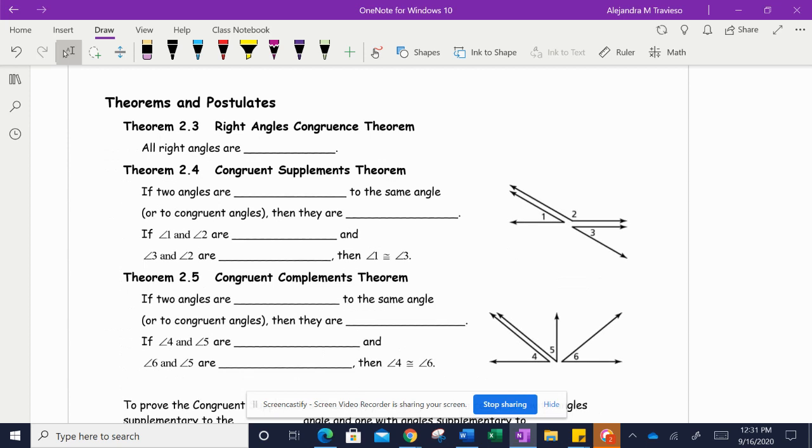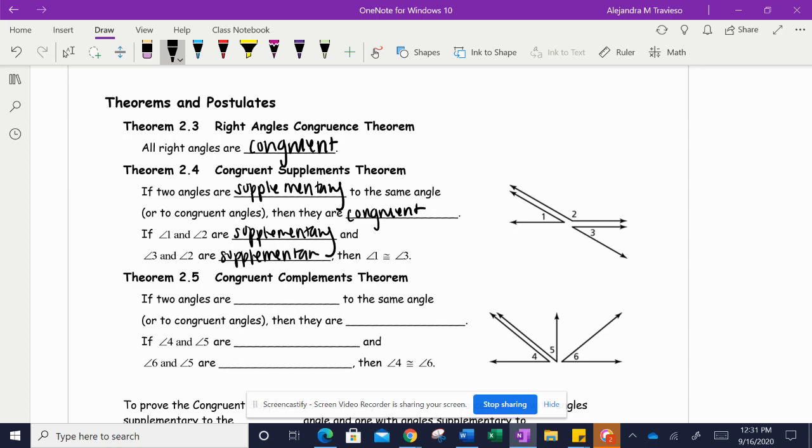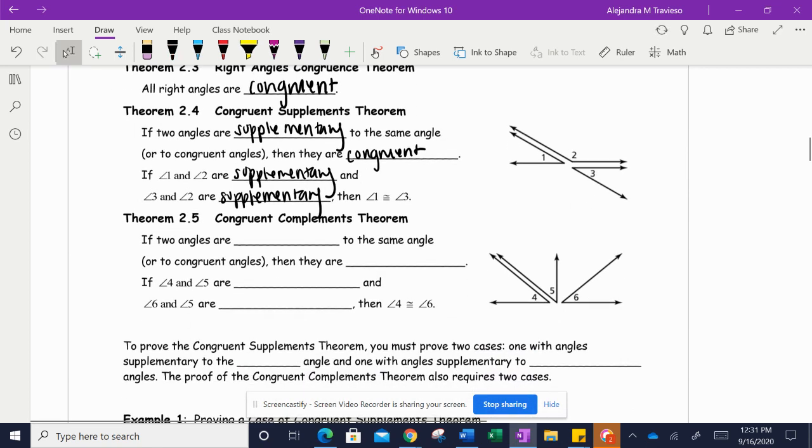So our theorems. Theorem 2.3, right angle congruence theorem. All right angles are congruent. Theorem 2.4, congruent supplements theorem. If two angles are supplementary to the same angle or to congruent angles, then they are congruent. If angle 1 and angle 2 are supplementary, and angle 3 and angle 2 are supplementary, then angle 1 and angle 3 are congruent.